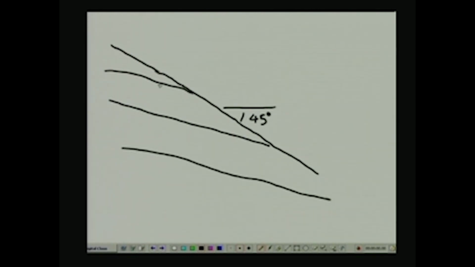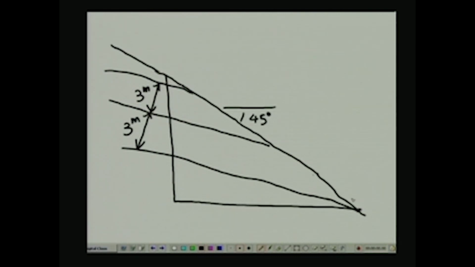and the spacing between the joints is 3 meter. All the joints are at 3 meter spacing, and we are cutting this particular hill slope in this manner. And the question that I asked was whether this particular configuration is going to be safe or unsafe.